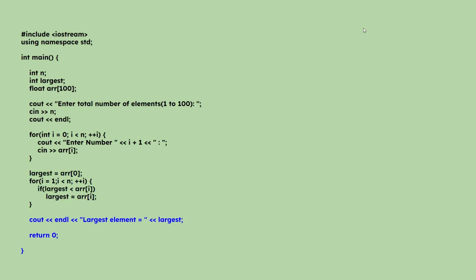Then we're going to use the print statement to print out the largest element. And we put that return 0 at the end just to close the program because we have a return type of int at the beginning in the int main statement.